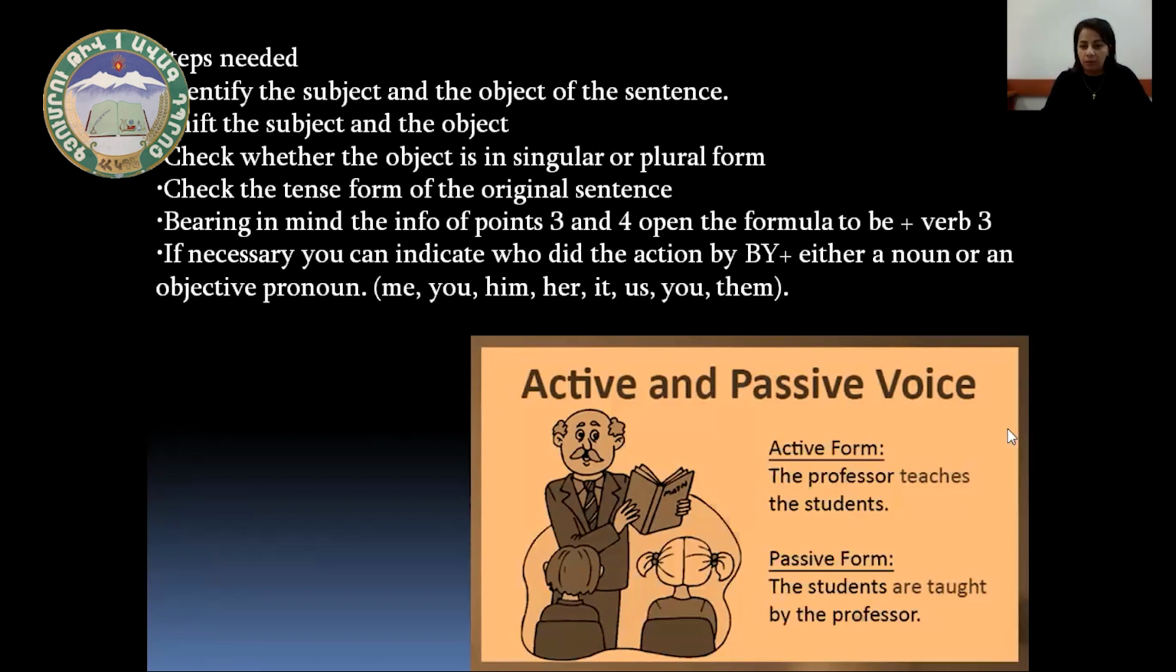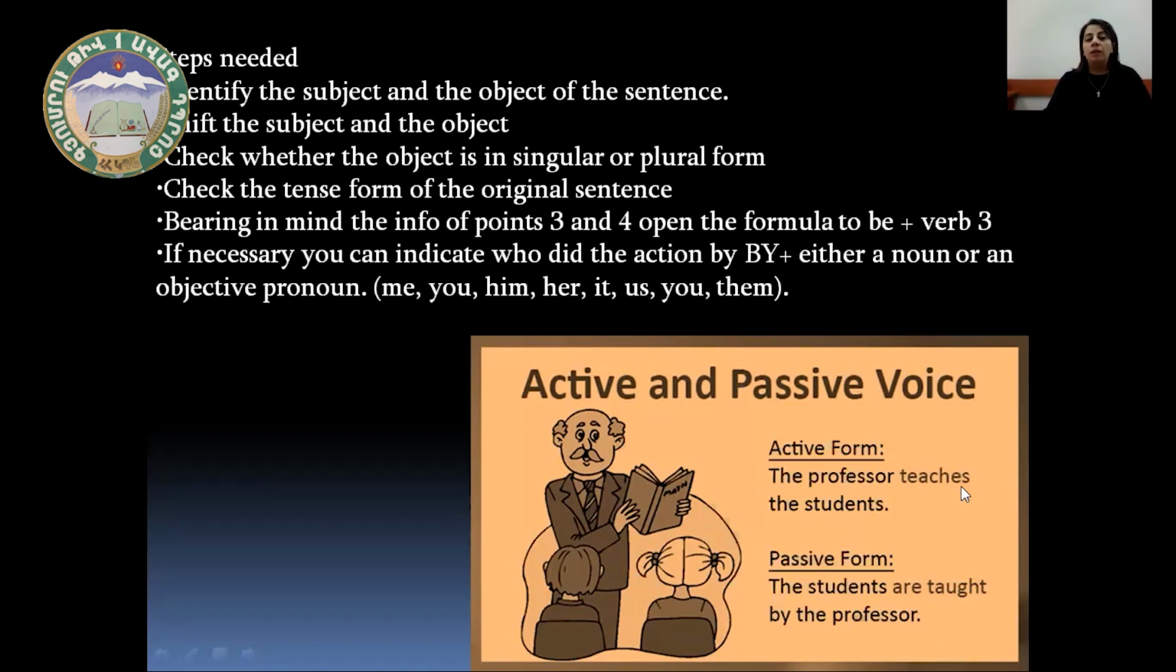Let's look at the example. The professor teaches the students. Firstly, we have to identify the subject and the object of the sentence. Here in our case the professor is the subject and the students are the object. The next step is to shift the subject and the object. Then we have to check whether the object is in singular or plural form. In our case it is in the plural form. Next, we check the tense form of the original sentence. So when we check this, we find out that it is present simple.